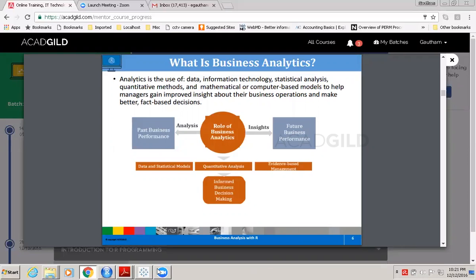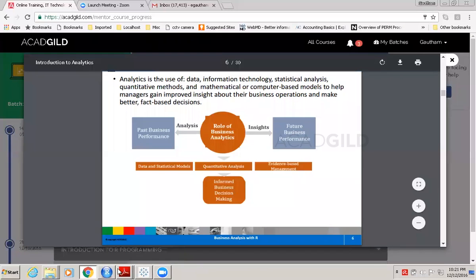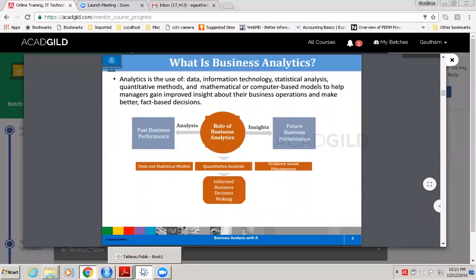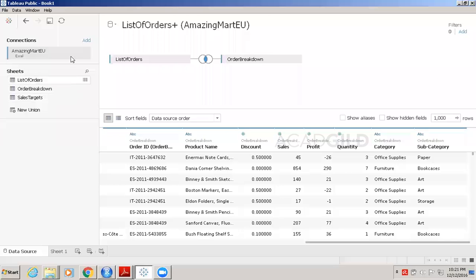Yes, right, sir. So just to give you a real life example, I want to use the Tableau software. Are you guys able to see the screen? Yes, sir. Okay, so here I have some information about orders. Basically, you can see there is an order ID, there is a product name.